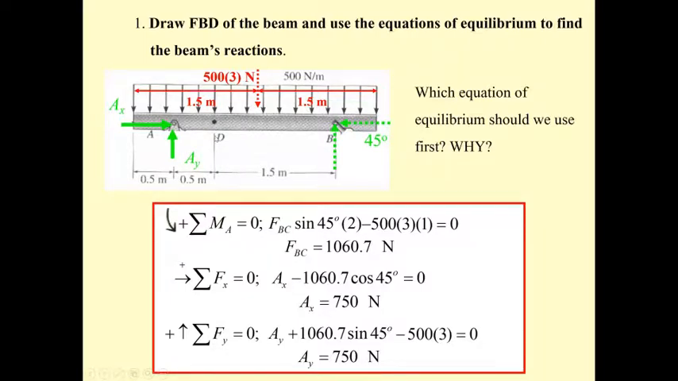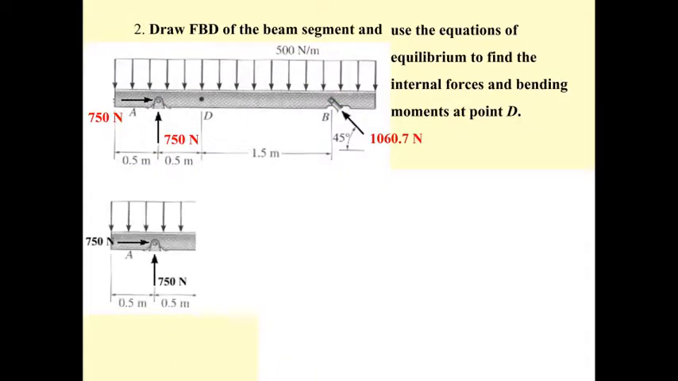To determine the internal forces and bending moment at D, we have to cut the beam at this D section. When you cut the beam at D, the beam will be subjected to the uniformly distributed load of 500 Newton per meter, and also the reactions, 750 Newton A sub x and 750 Newton A sub y. By doing that, the cut section needs to have the normal force, shear force, and bending moment to keep this portion of the beam in equilibrium.